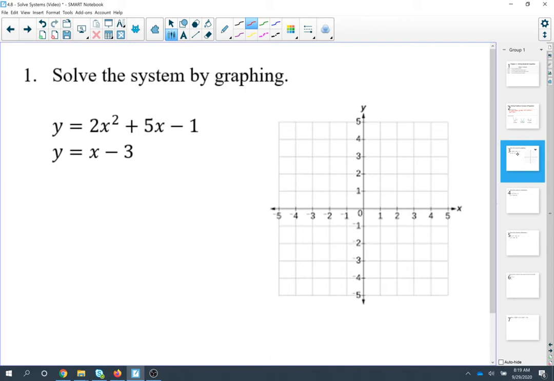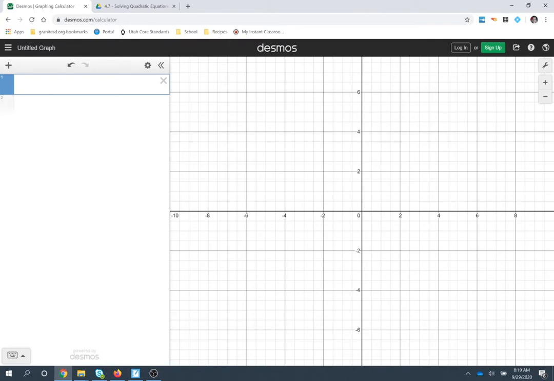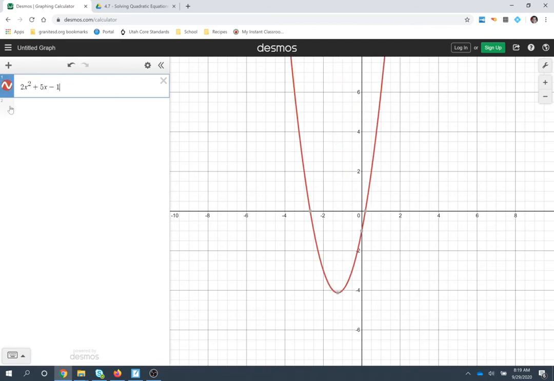Example 1, solve the system by graphing. So we have y equals 2x squared plus 5x minus 1, which is our parabola, and then we have y equals x minus 3, which is our line. Now, we could take the time to actually graph this by hand, but at this point in time, we have a calculator, so we're going to use it. Our first one, we're going to type in, was 2x squared plus 5x minus 1, and then our second one was x minus 3.